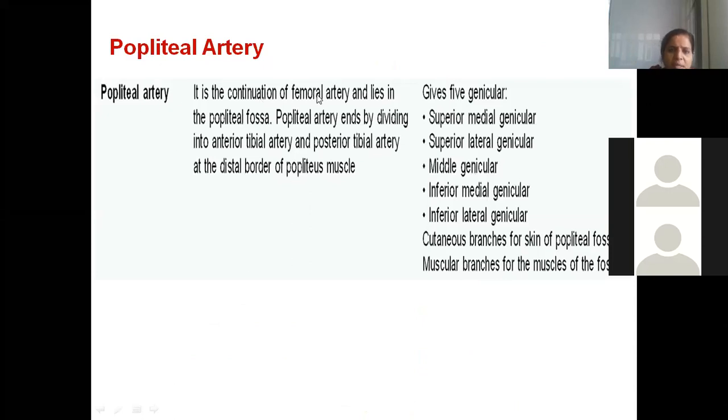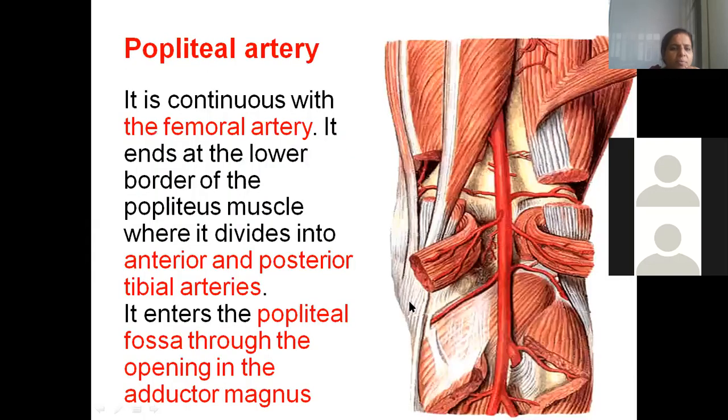So popliteal artery is a continuation of femoral artery which is seen in popliteal fossa. Terminal branches are anterior and posterior tibial artery. It divides at the distal border of popliteus muscle. These are the genicular branches. Okay, cutaneous and muscular branches we have.